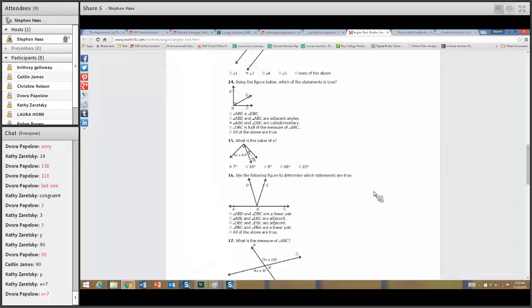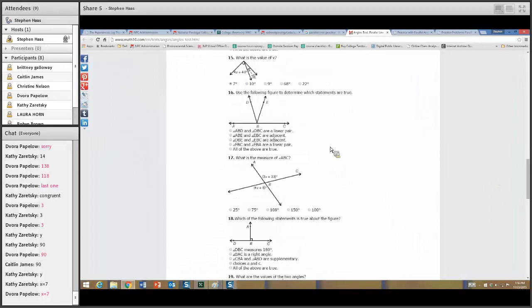Okay. Which of the following statements are true? ABD and DBC are a linear pair. Yeah, that sounds about right. It's true there's another line thrown in the middle, but that is true. ABD and DBC are supplementary, so yeah, I'd say right away that's true.